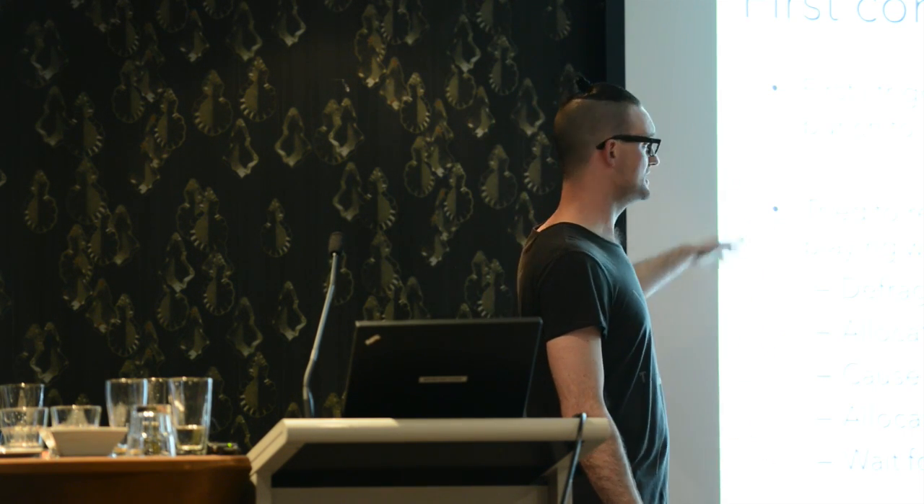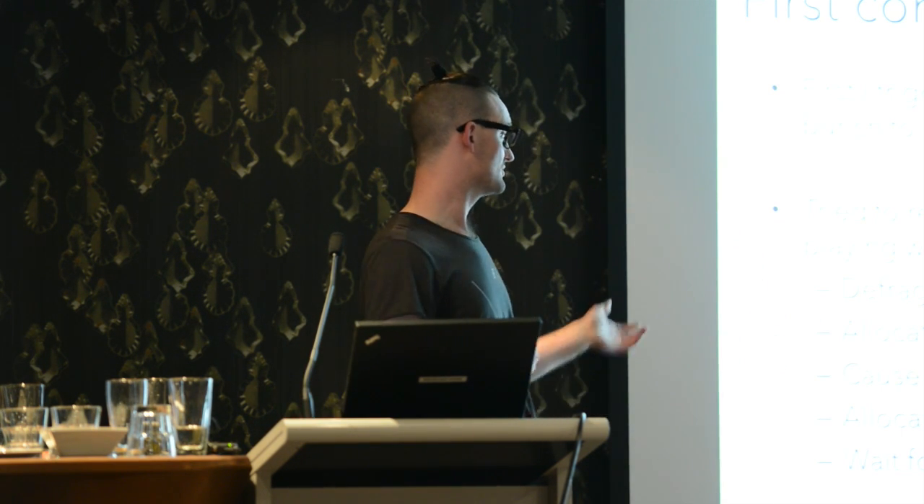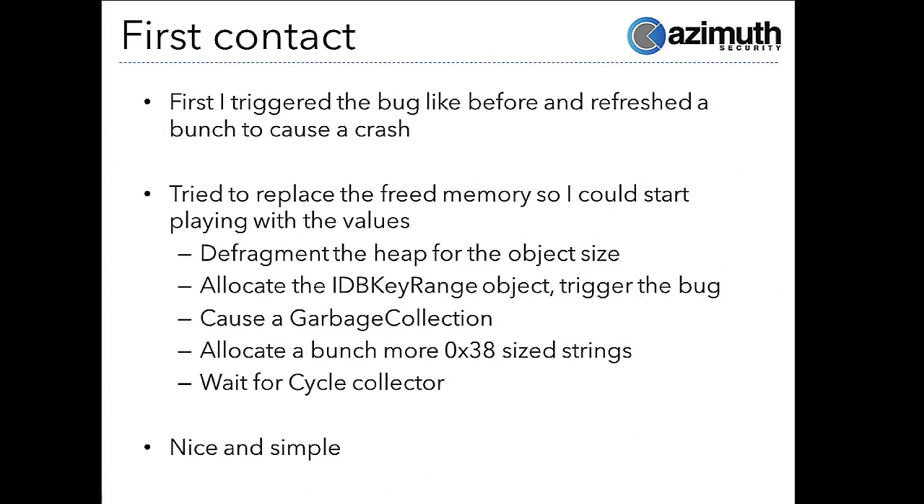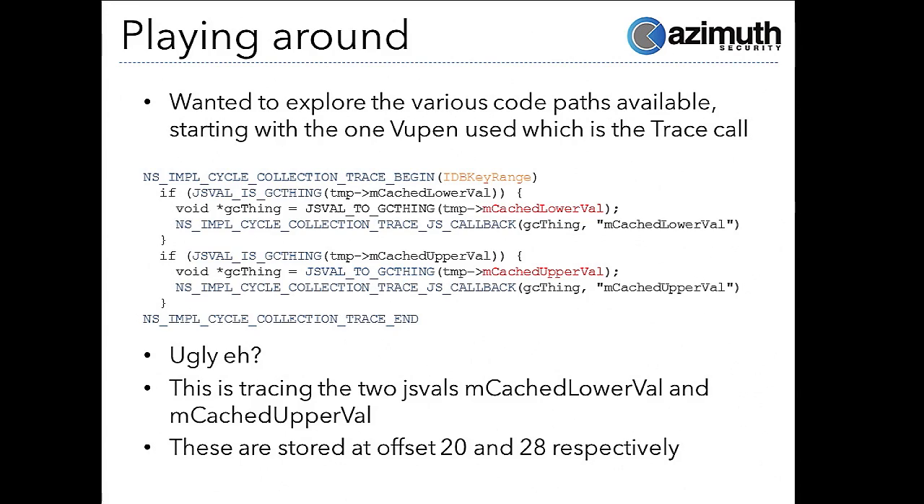So yeah, I defragmented the heap with the particular size allocated, and I triggered the bug. I disabled the garbage collector and I allocated a bunch more of the size strings, so we overwrote, well, not overwrote, but reallocated it, and I wait for the cycle code to kick in and see what happens. It's very simple to do that kind of stuff. So we want to explore the various code paths that are available for this bug. The first one I chose was the Vupen one because they had documented it, so it's less work for me.